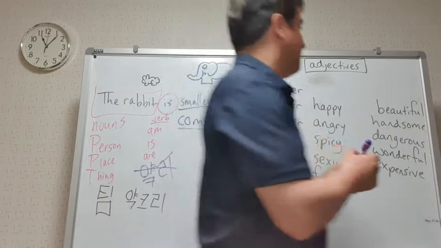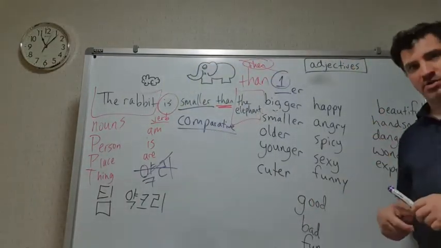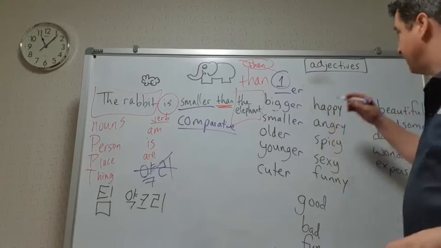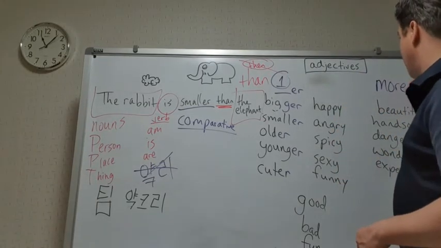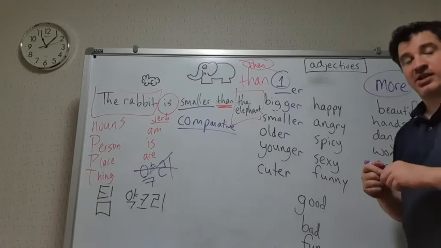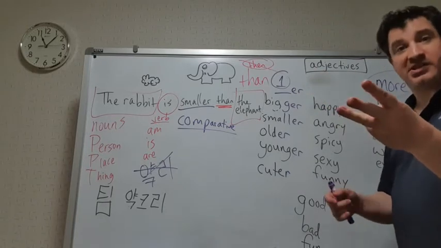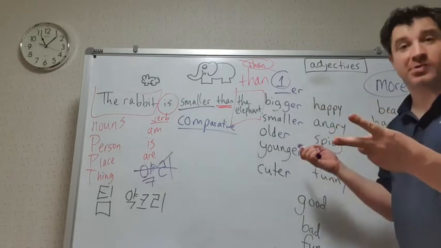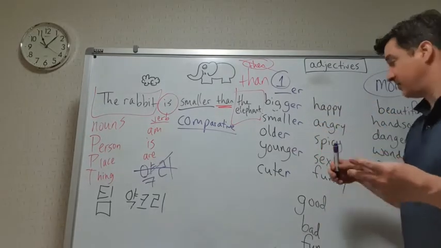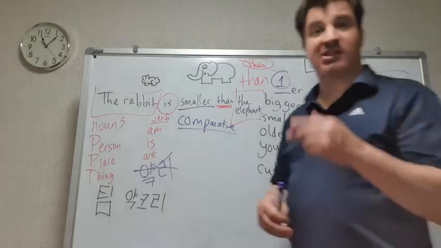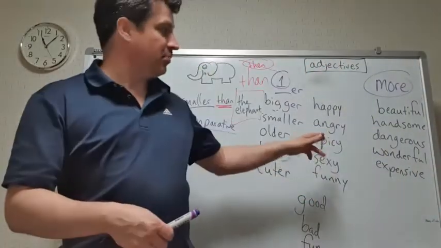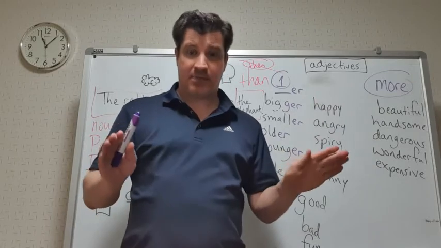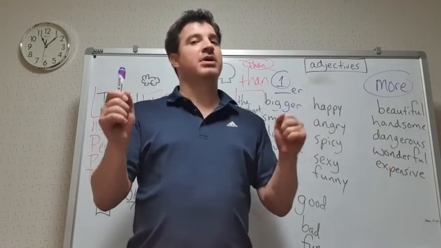So, if a word is one syllable, it goes with ER. But if a word is more than one syllable, two syllables and up, everything else goes with more. Okay? So, words like beautiful, three syllables. More beautiful. Handsome, two syllables. More handsome. More dangerous. More delicious. More wonderful. More expensive. Okay? Simple enough? No problem? Great.